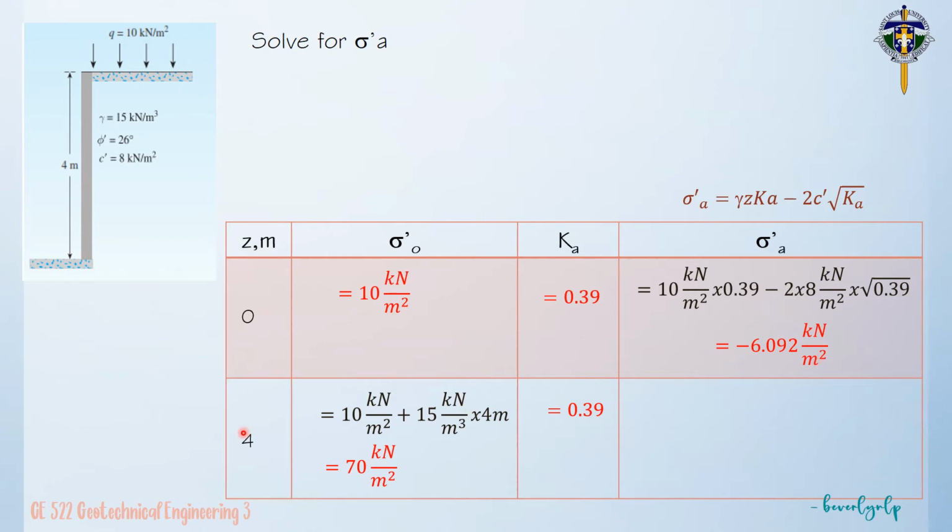Next, at Z equal to 4, at a depth of 4 meters, our active earth pressure is, again, the vertical effective stress, that is 70, times the coefficient 0.39, minus this quantity, that is twice times 8 times the square root of 0.39. Simplifying this, we come up with a value of 17.308 kilonewton per meter squared.